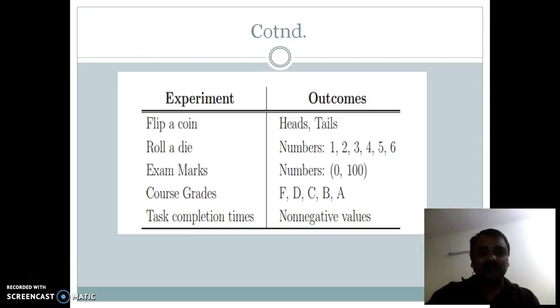Exam marks. In this experiment, outcomes could be from 0 to 100, both inclusive. Course grades. In this experiment, the outcomes could be F, D, C, B, and A. Task completion times. In this experiment, outcomes could be any non-negative values of times.